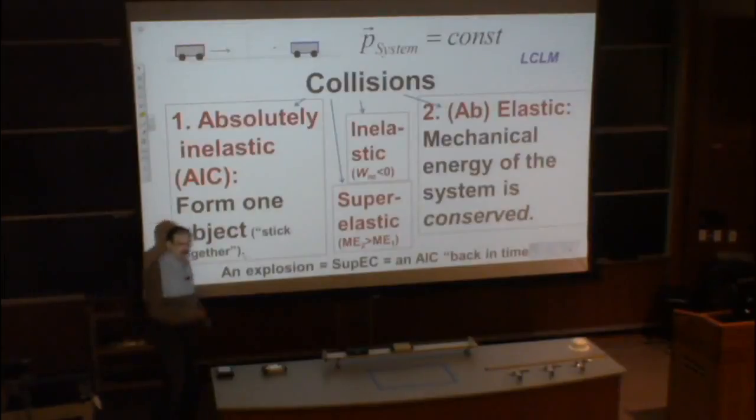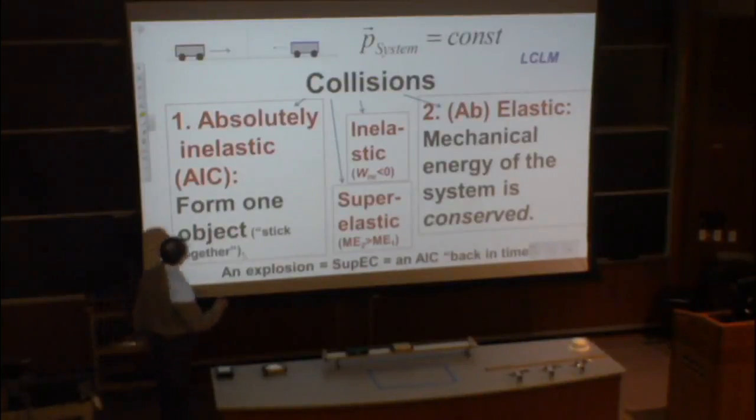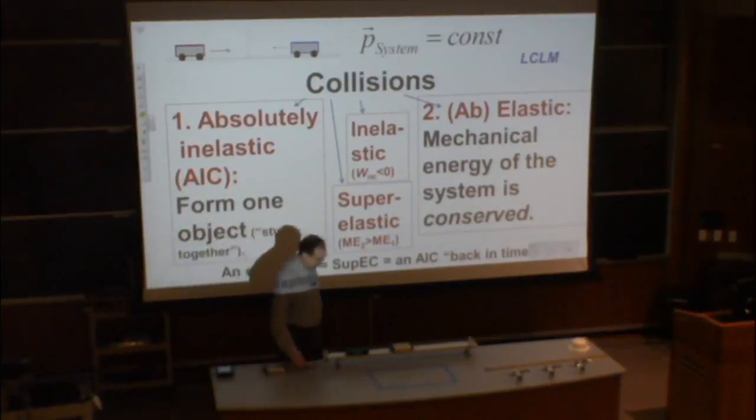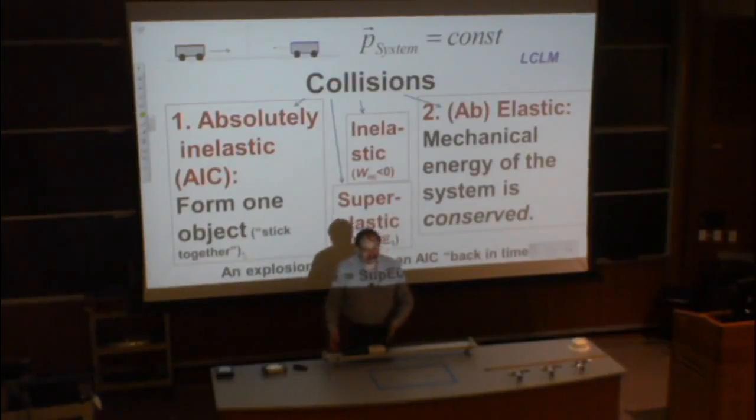Now, definitions. Yeah, we need to know the names. The easiest one is this one. Absolutely inelastic collision. This is a type of collision when the objects travel after the collision together, yeah, like this. Absolutely inelastic. So they form one object.